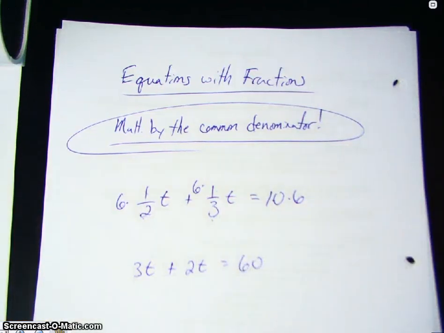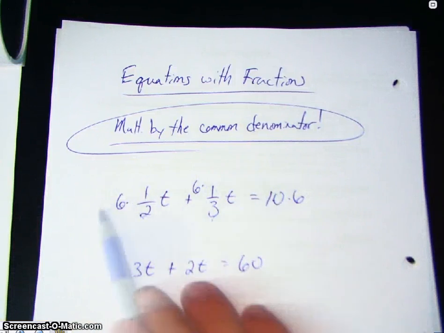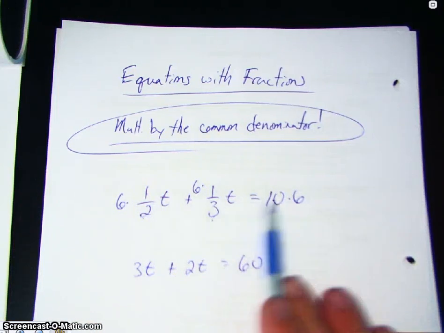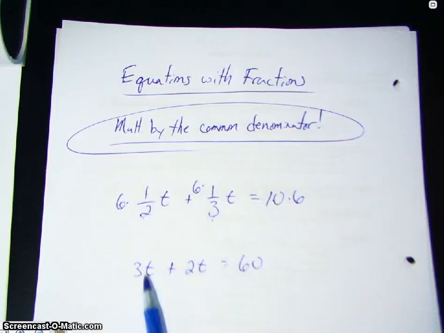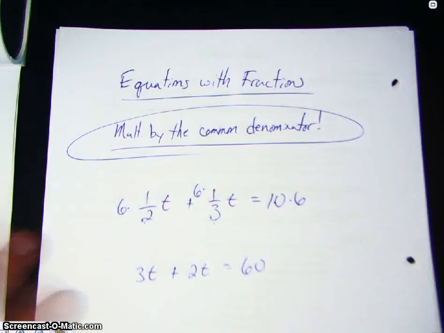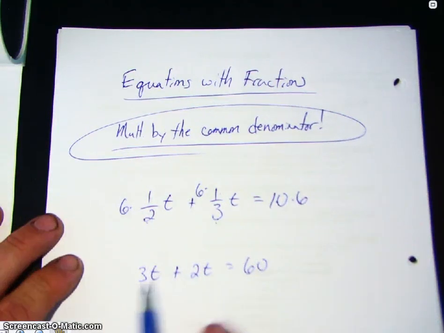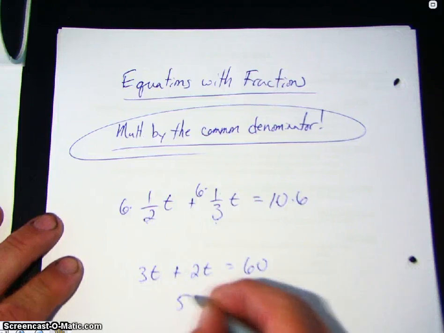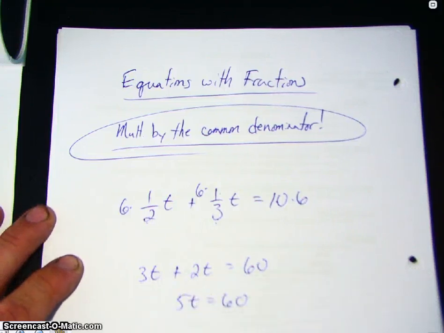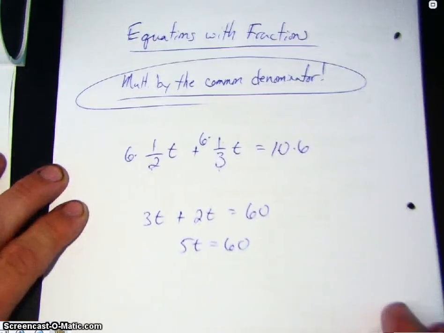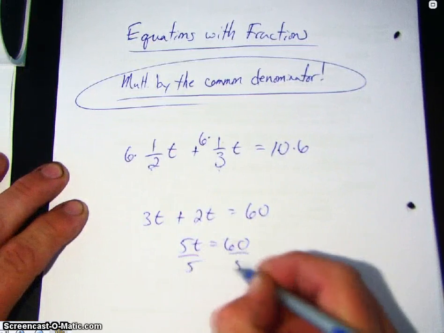You've got to make sure you multiply every single term on both sides of the equal sign, because it's an equation, so you've got to multiply everything by the exact same thing. Now it becomes regular solving: combine like terms, so this is 5t. And in this case, I can just go ahead and divide both sides by 5, and I'm done.